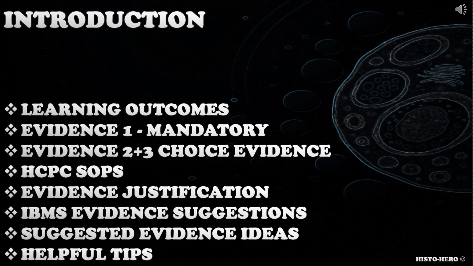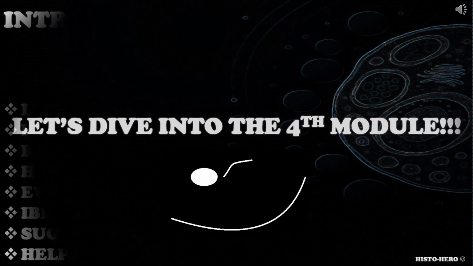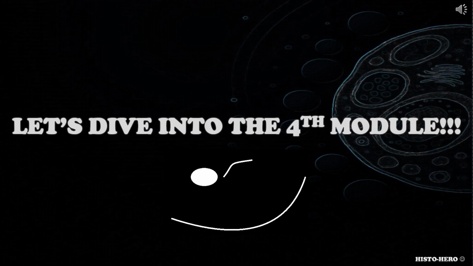It will be focused on the learning outcomes, different types of evidence, and HCPC SOPs that need to be met in this module. We will discuss evidence justification and IBMS evidence suggestions. I will share with you some of my evidence ideas, and we will finish with some helpful tips to make your portfolio really good. With all that said, I hope you will enjoy the content of my video and I hope you will learn a lot. So let's dive into the fourth module of the second section.